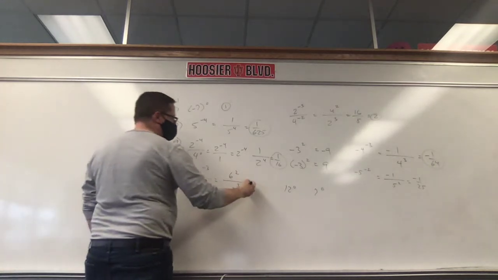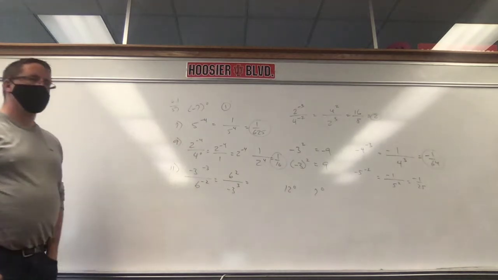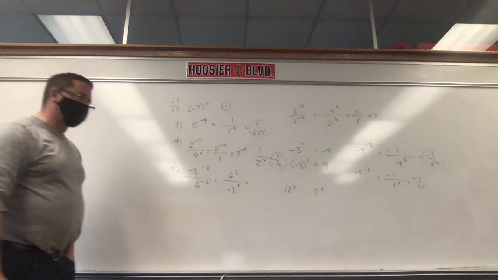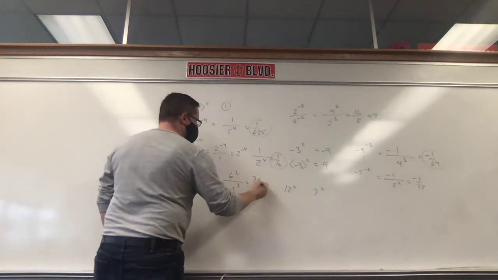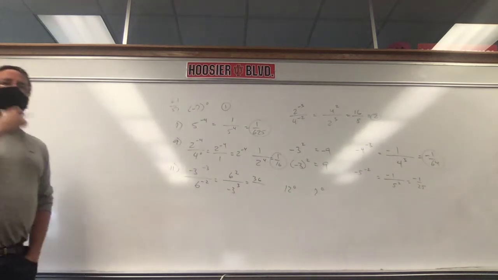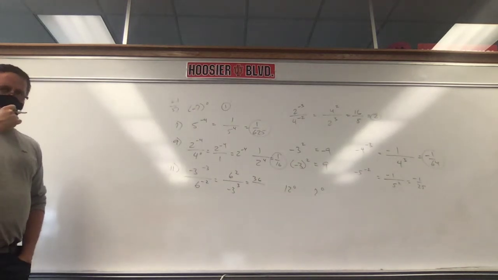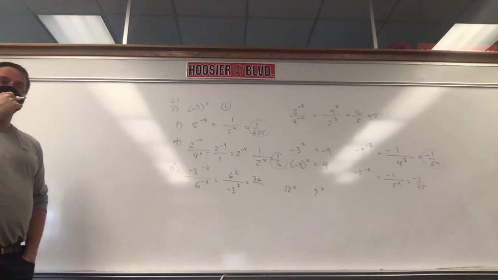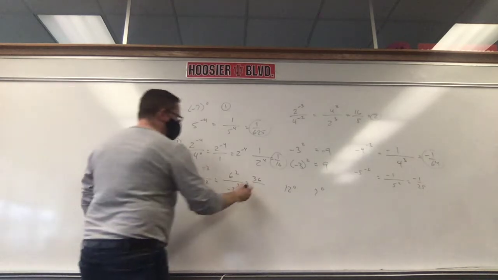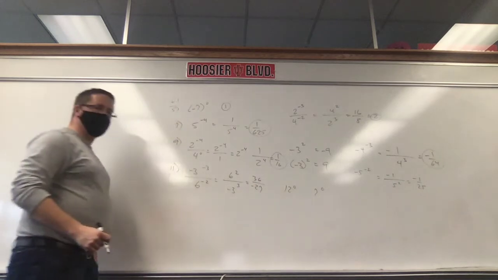What is 6 squared? Don't say 12. 36. 6 times 6, 36. What's negative 3 to the 3rd? What's negative 3 times negative 3 times negative 3? Negative 3 times 3 times 3. 3 times 3 is 9. Times 3 is 27. Wouldn't it be negative? Yep, I didn't say it, but I did.